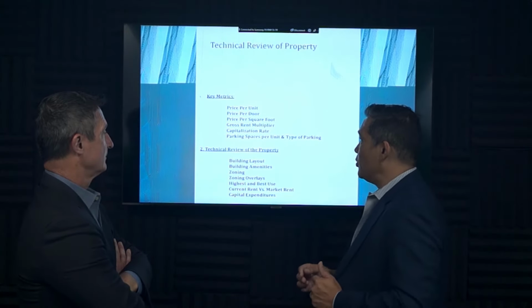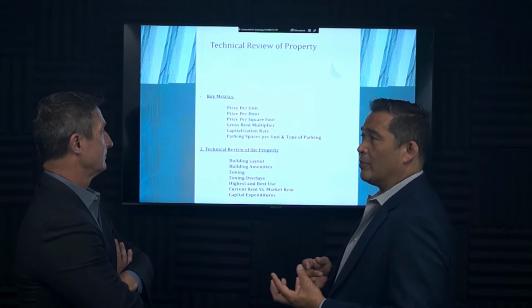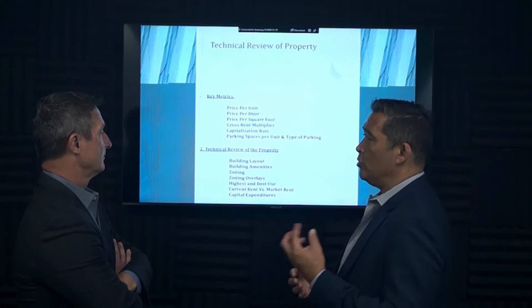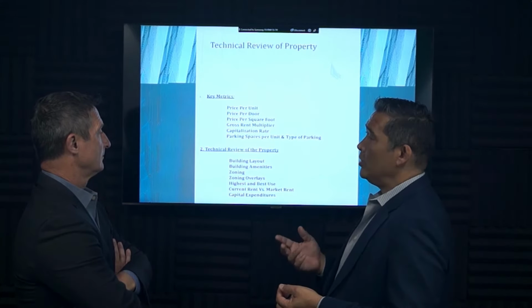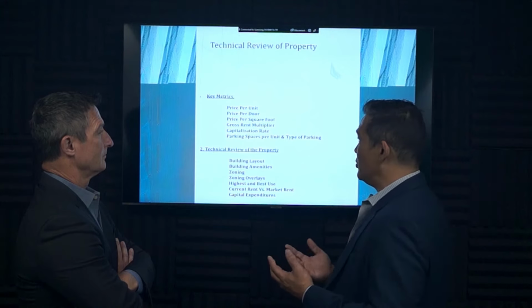Also, parking spaces per unit and type of parking are things to look out for. Meaning when you're looking at the comp set, one building may have 2 parking spaces per unit, one building may have no parking spaces. That's going to affect pricing. You've got to take that into consideration.